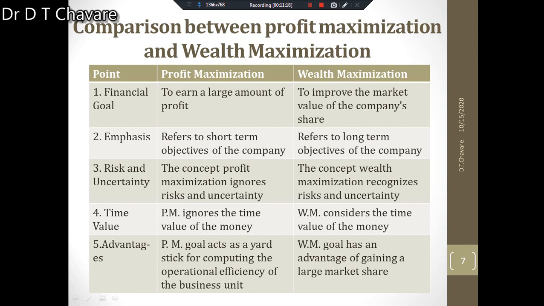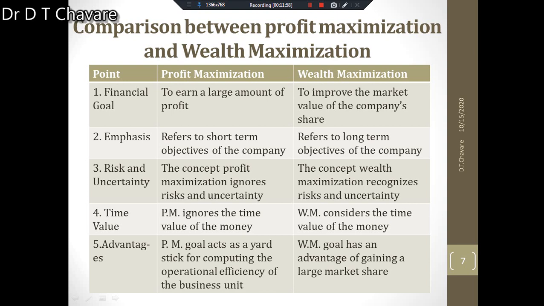Okay. Second point given here is emphasis. Profit maximization refers to short-term objectives of the company. It means that emphasis is given on short-term objectives of the company. And wealth maximization refers to not short-term but long-term objectives of the company. This is the difference between profit and wealth maximization.